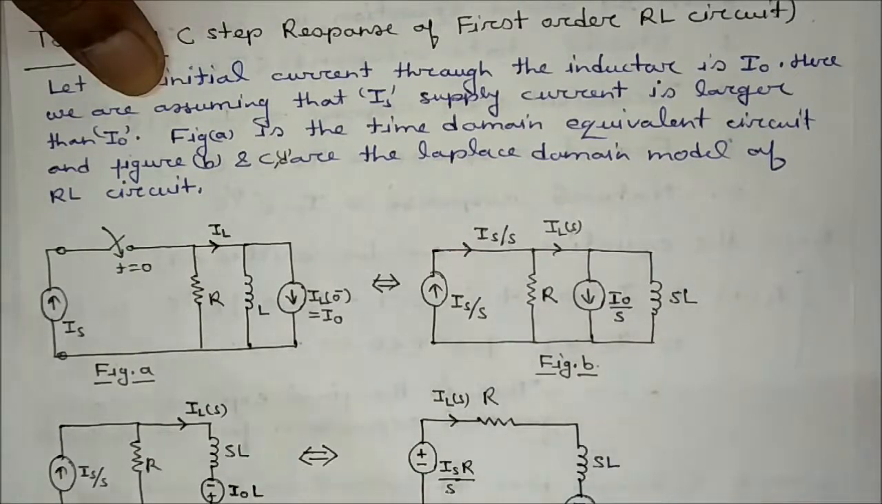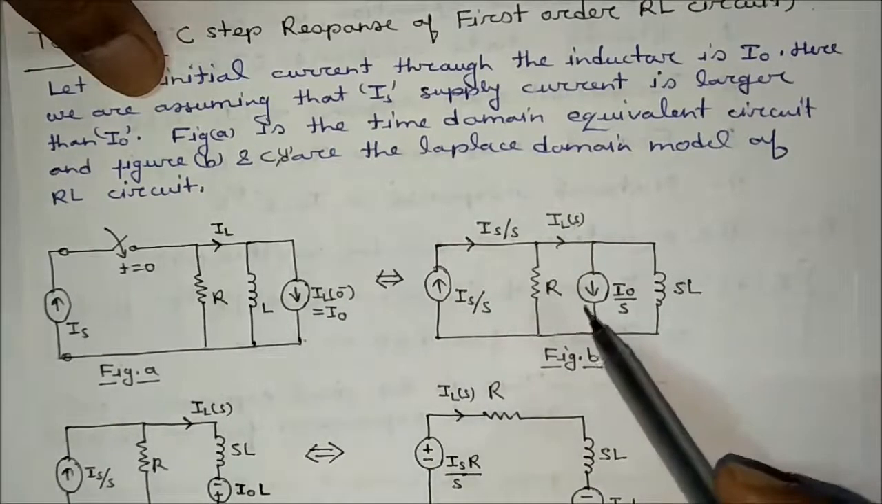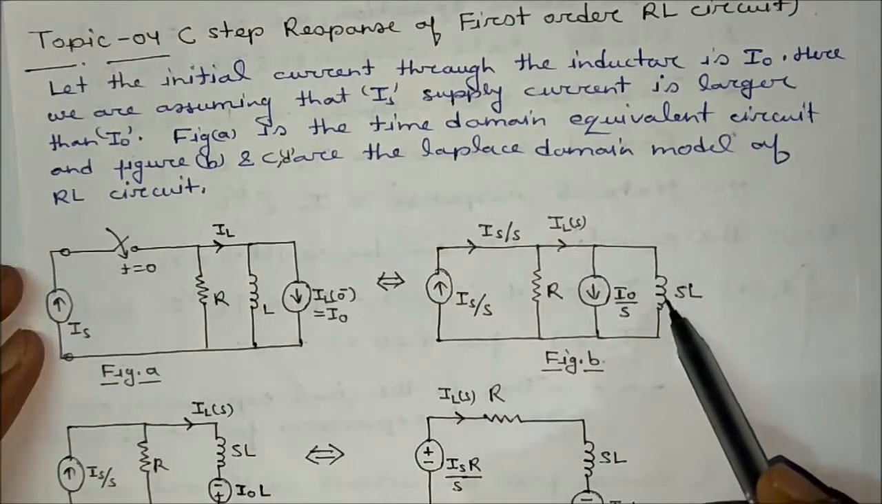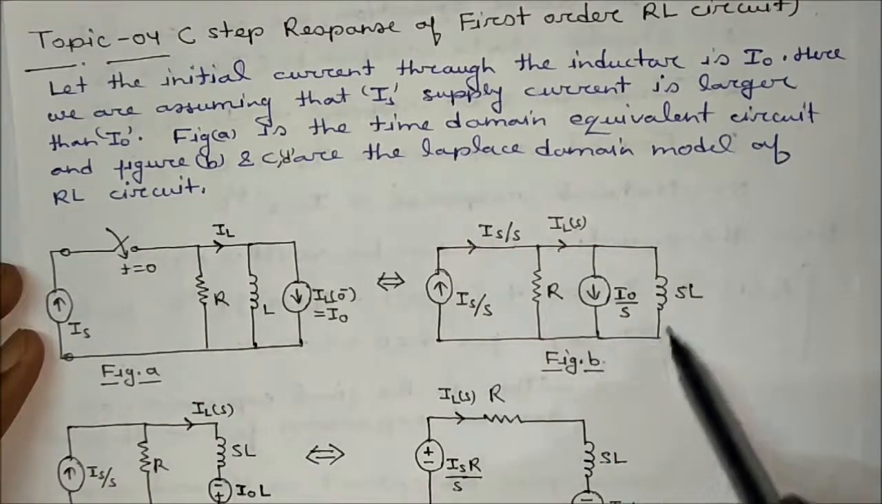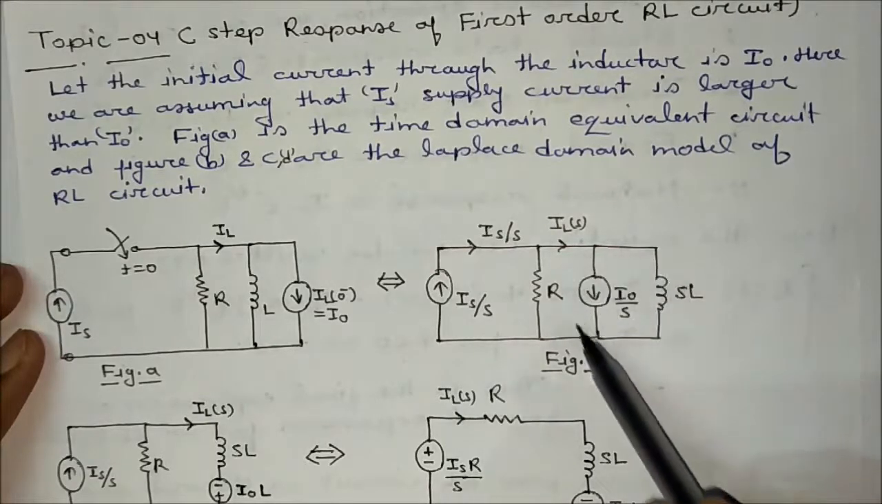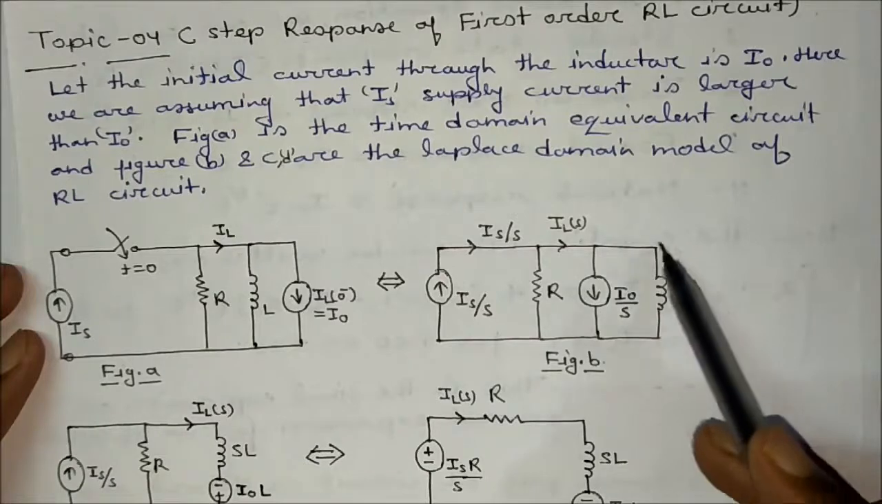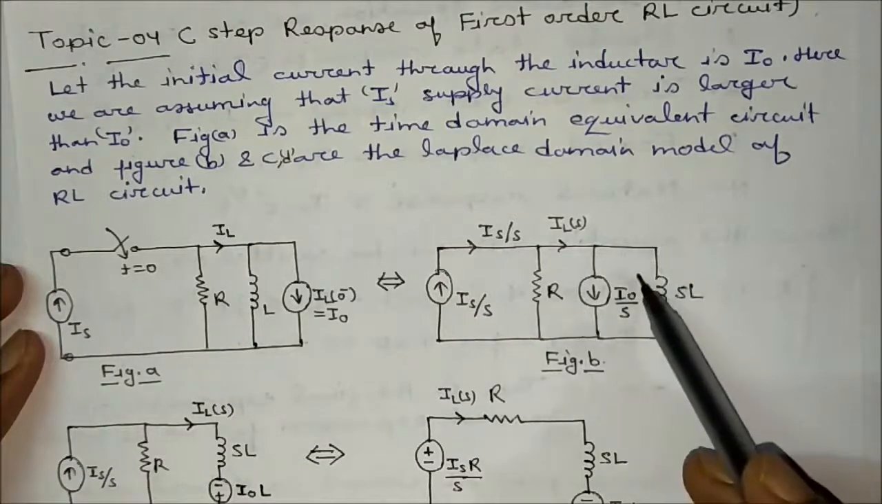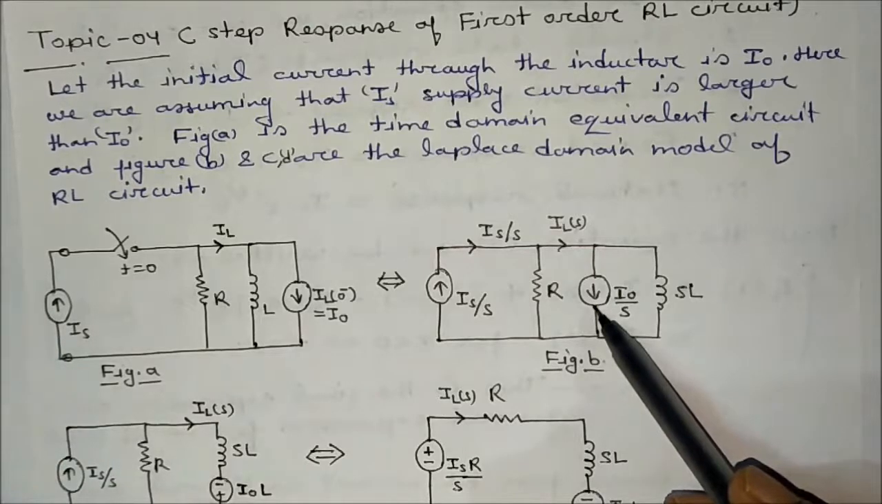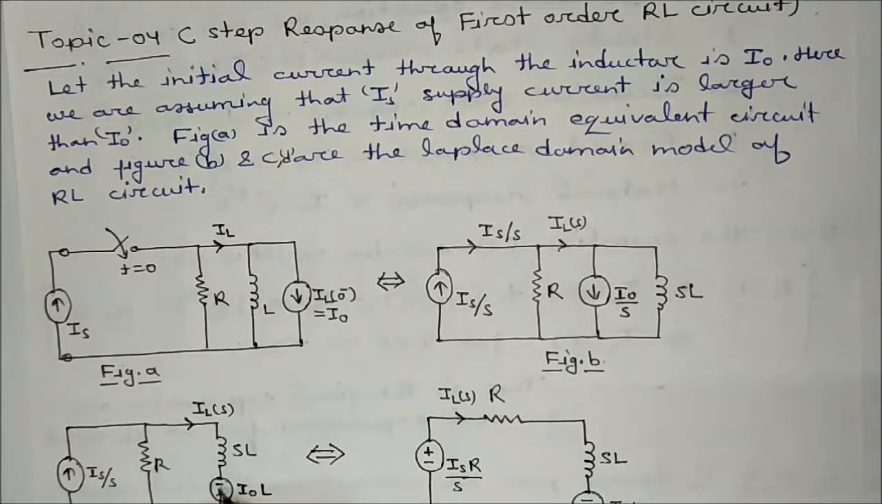Now we can further reduce this circuit to its voltage equivalent. How will we do this reduction? You can see this current source and this impedance SL. This looks like a practical current source, so it can be converted into its equivalent voltage source by source transformation. The arrowhead is downward, so the voltage source polarity will be positive in the arrow direction, and this will be negative.